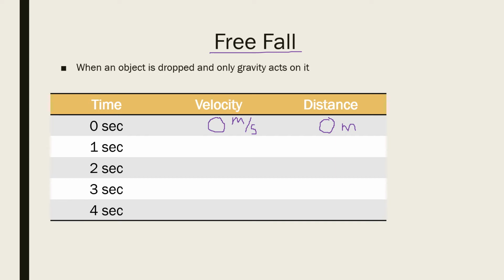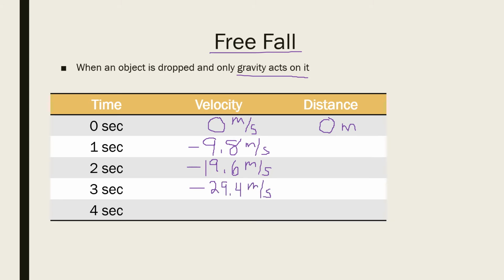You let go of it, and only gravity acts on it. And unless you say otherwise, I think it's completely fair to assume that you are on planet Earth. So gravity is going to pull it down negative 9.8. Every second it falls, its velocity is going to change by negative 9.8. So all I'm doing is adding negative 9.8 to every single velocity.